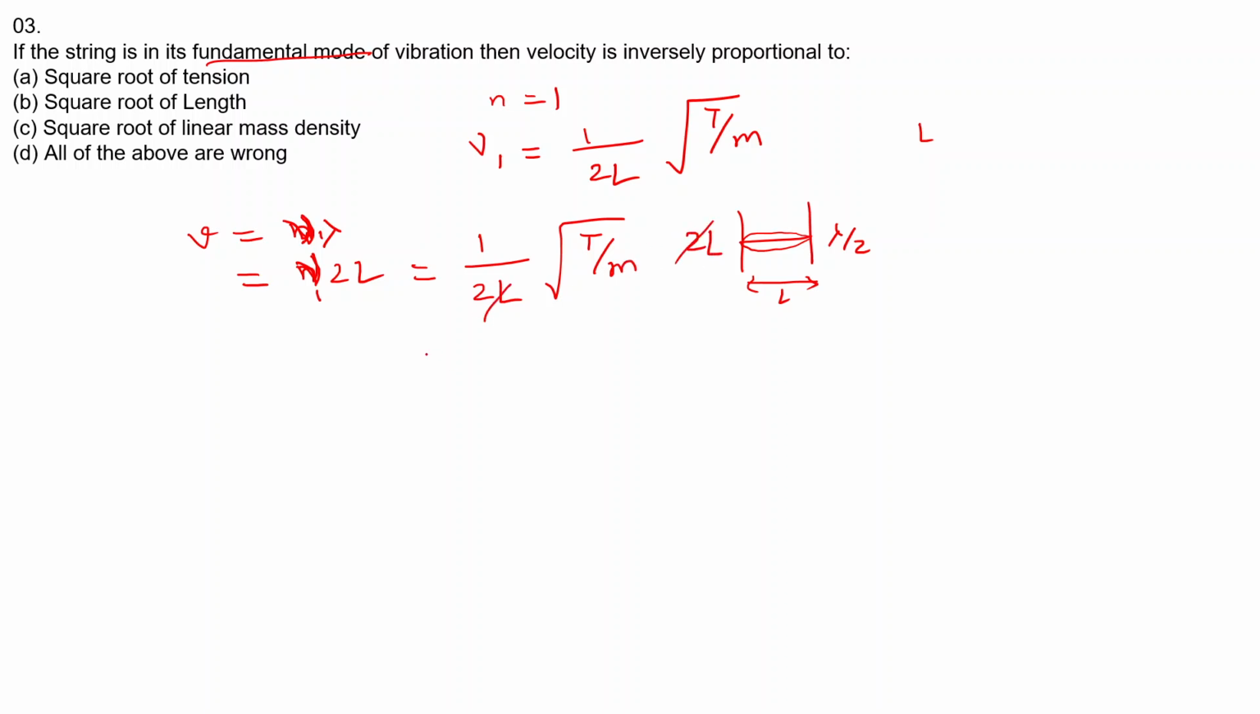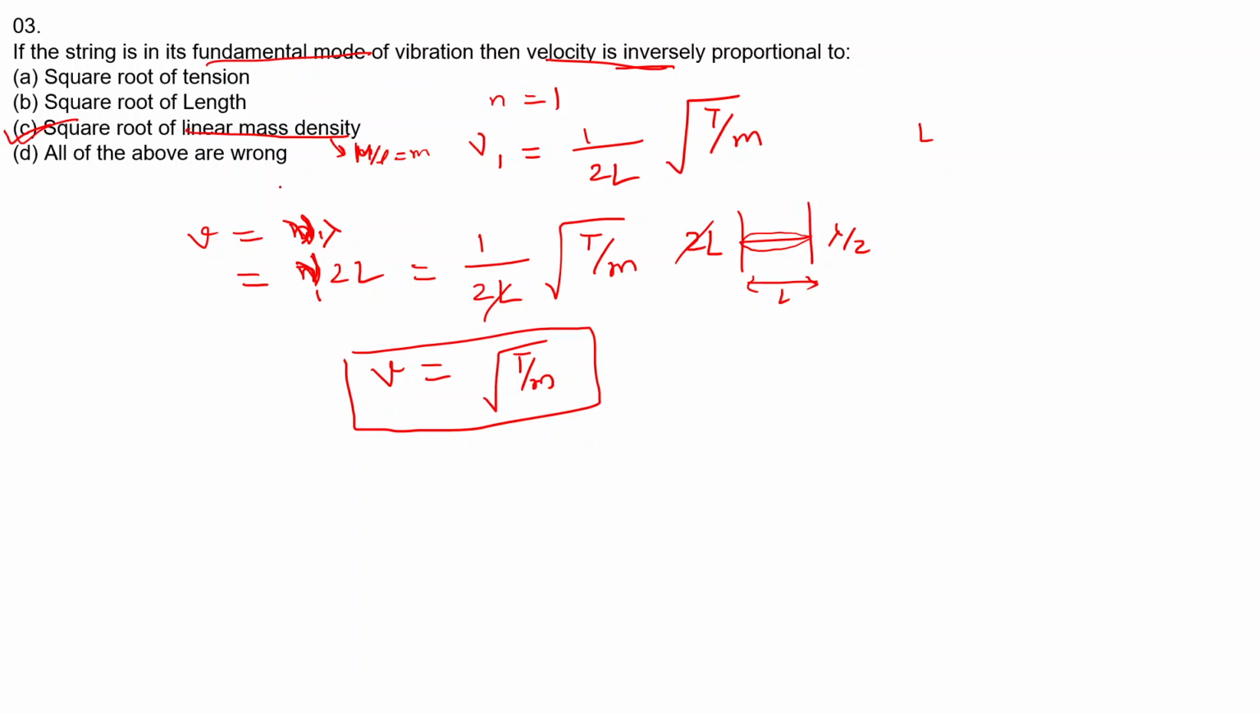So 2L will get cancelled, I'll be left with this. This is the expression for velocity in fundamental mode. That means the correct statement is that velocity is inversely proportional to the square root of mass. Here, linear mass density means mass per unit length, which is small m. So square root of this is the correct answer.